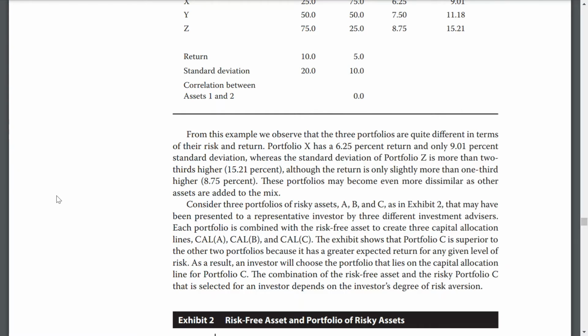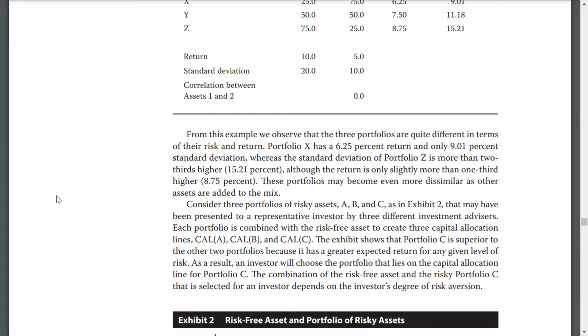Consider 3 portfolios of risky assets A, B, and C as in Exhibit 2, that may have been presented to a representative investor by 3 different investment advisors. Each portfolio is combined with the risk-free asset to create 3 capital allocation lines: CAL A, CAL B, and CAL C.